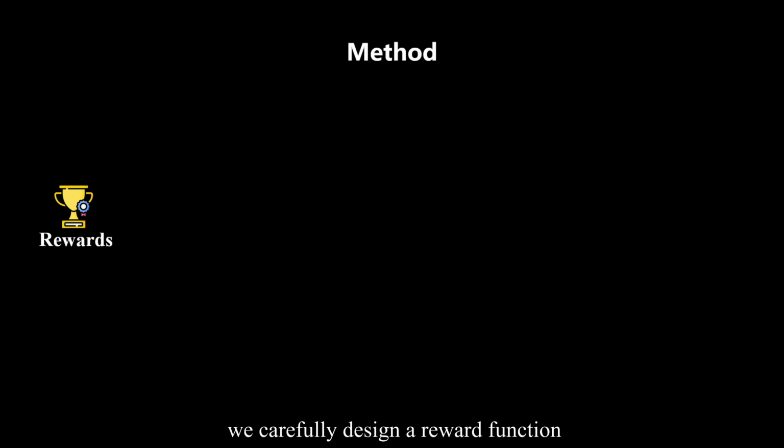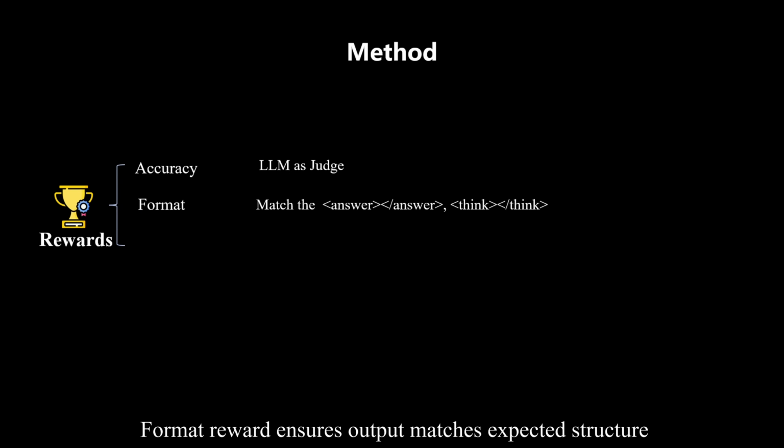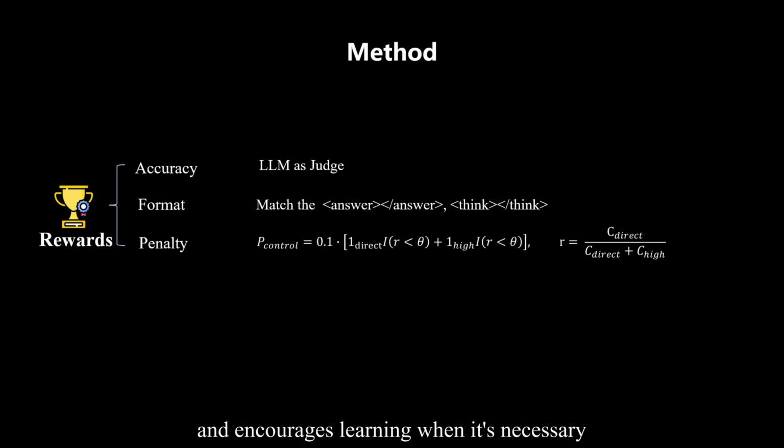To train VisionThink via reinforcement learning, we carefully design a reward function. Accuracy reward is based on LLM judgment of correctness. Format reward ensures output matches expected structure. Penalty reward discourages overuse of high-resolution requests and encourages learning when it's necessary. More details are shown in the paper.